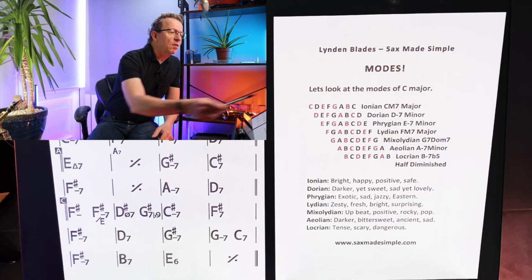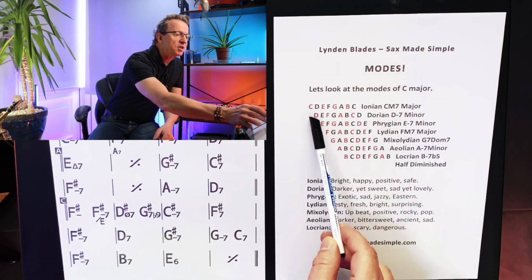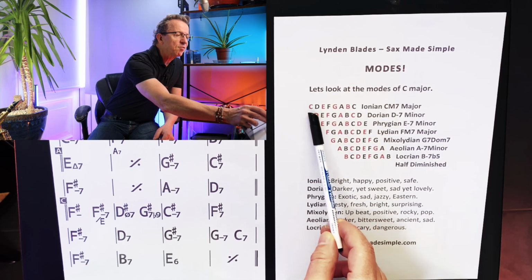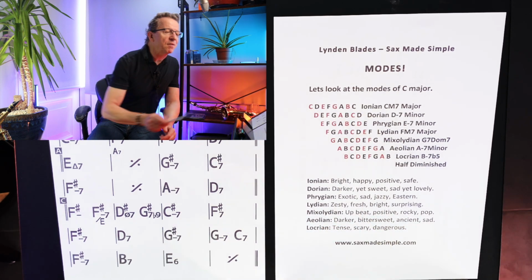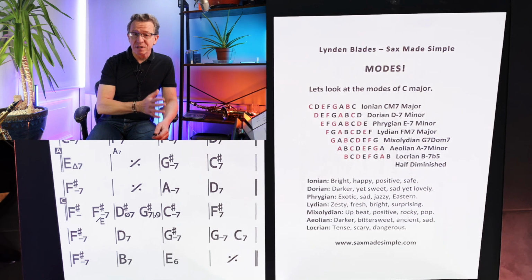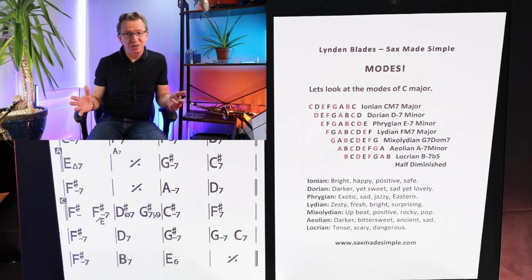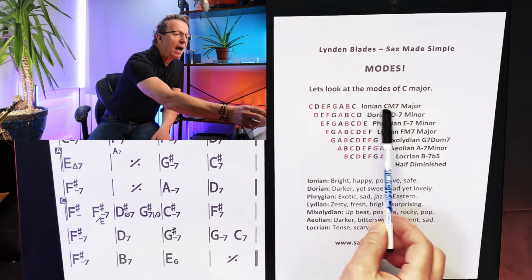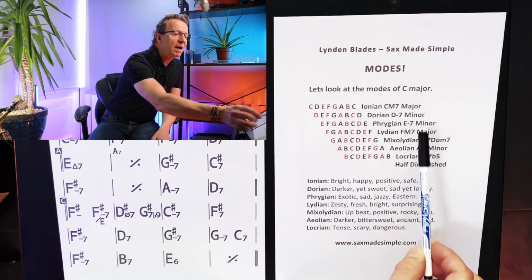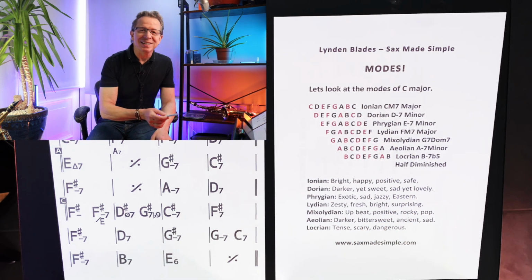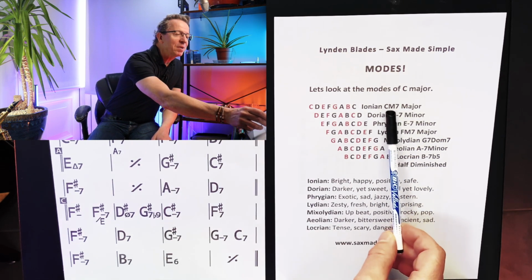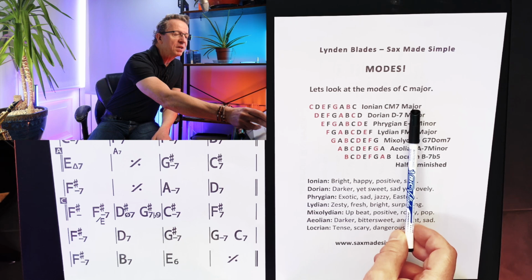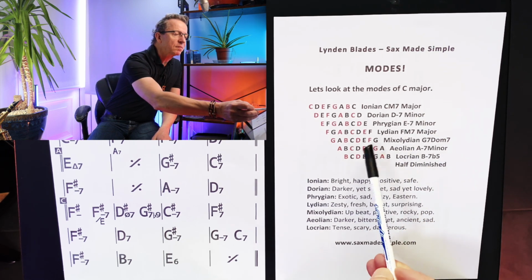So let's look at the modes of C major. As you can see, I've written out C at the top, and I've made red the root, the third, the fifth and the seventh, because the root, third, fifth and seventh are going to make the chord of C major. And I've written down the modal name, and I couldn't figure out how to do a triangle on Word, so I've had to do a large M, but you'll still see it written down there, C major 7, and the type of scale that this is, which is a major scale.